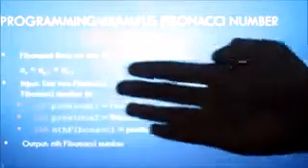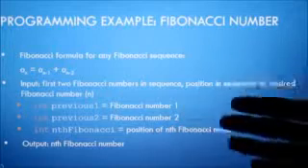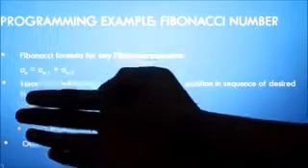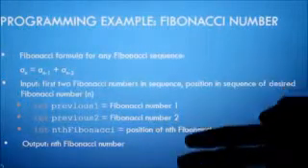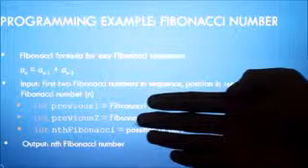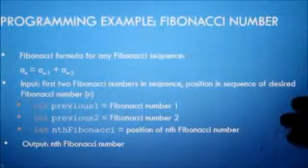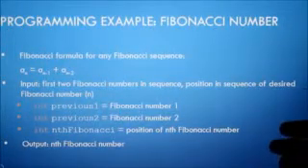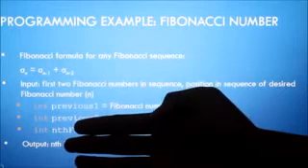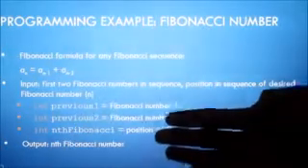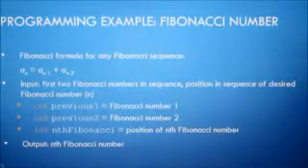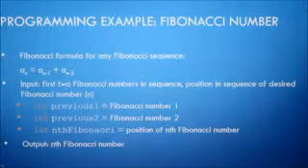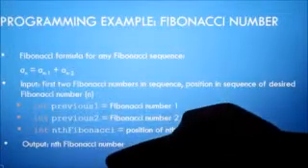Programming example, Fibonacci number. Fibonacci formula for any Fibonacci sequence: a sub n equals a sub n minus 1 plus a sub n minus 2. Input: the first two Fibonacci numbers in the sequence and the position in the sequence of the desired Fibonacci number. int previous1 = Fibonacci number 1; int previous2 = Fibonacci number 2; int nthFibonacci = position of the nth Fibonacci number. Output the nth Fibonacci number.